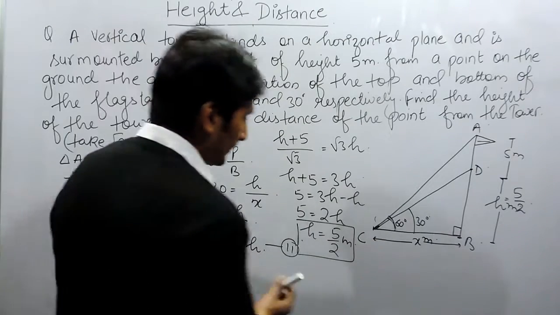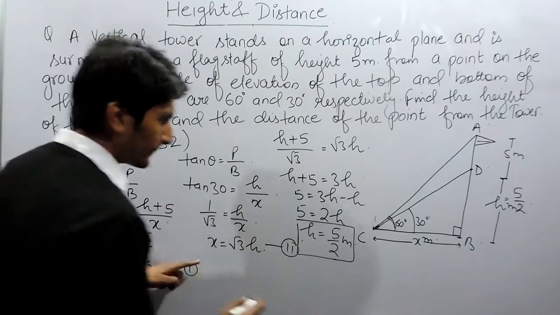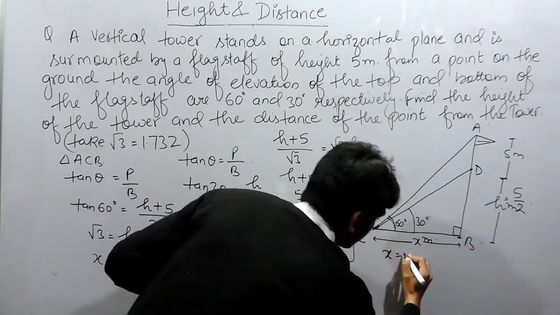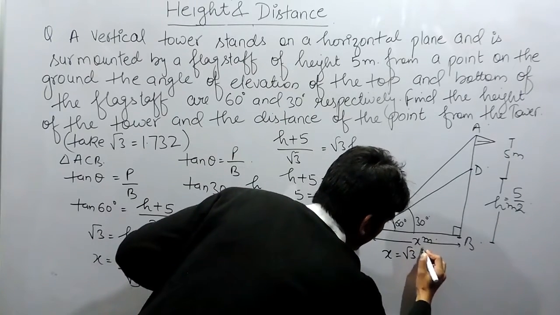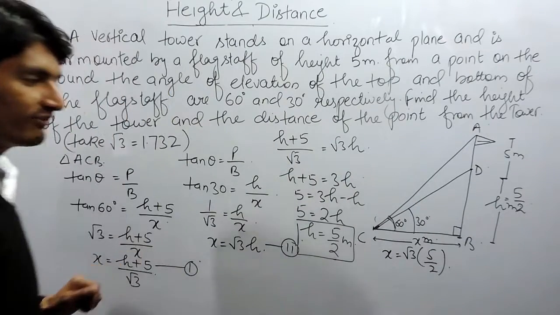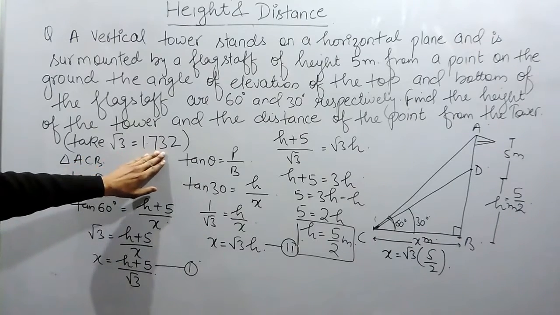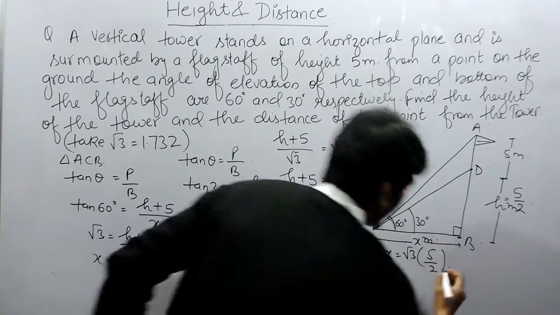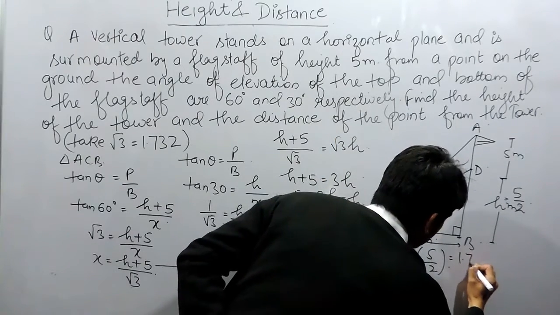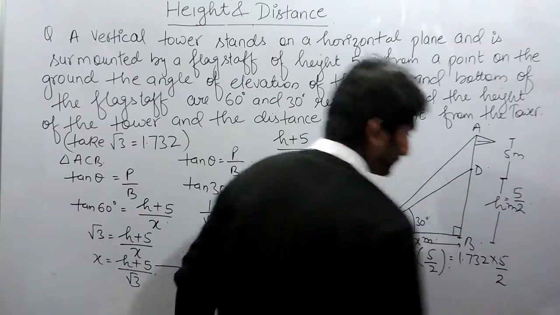So substituting the value of h in the second equation, the value will be x equals root 3 multiplied by 5 by 2. So this must be the value of x, and here we have to take the value of root 3 as 1.732. So if I replace root 3 by 1.732, multiplied by 5 by 2.